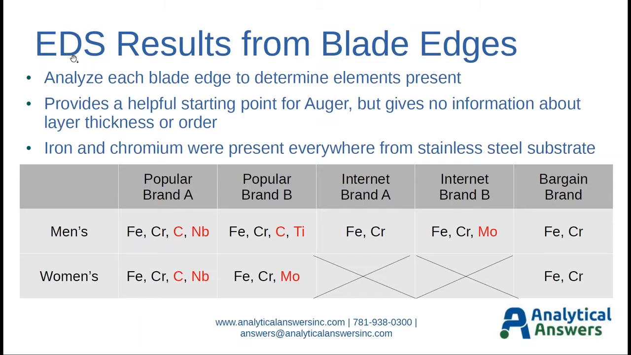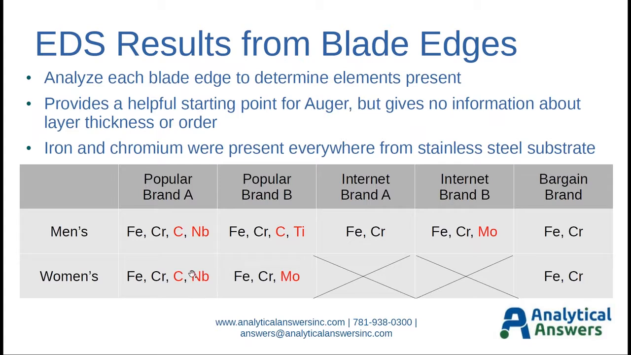So we analyzed all the blade edges using EDS in order to determine the elements present. It provides a starting point for the Auger depth profiles, but doesn't give us any information about layer thickness or order. And again, that's why Auger is better than EDS to figure out the individual layers. But in order to figure out just what elements might be present there to give us a good starting point, EDS was perfectly fine. And of course, these are all stainless steel, so iron and chromium are present everywhere.